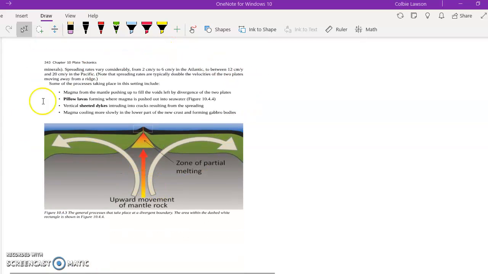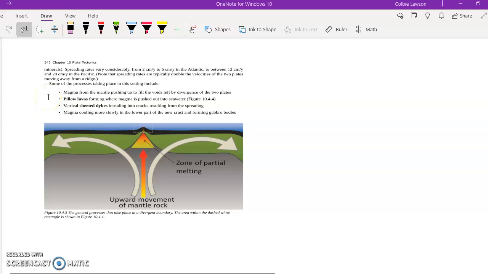This is an excerpt from the textbook, chapter 10, I believe. This just talks about the spreading rate of these plates, which varies, as you can see, from 2 centimeters a year to 6 centimeters a year in the Atlantic, or in the Pacific, it could be anywhere from 12 centimeters per year to 20 centimeters per year. And these are some of the processes that take place when this is happening.